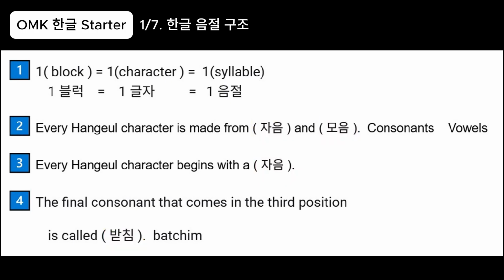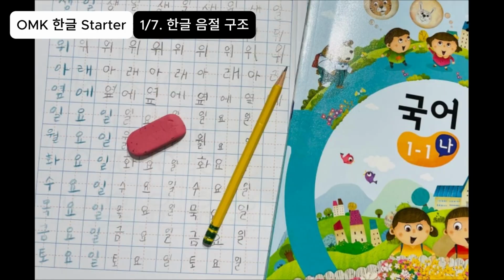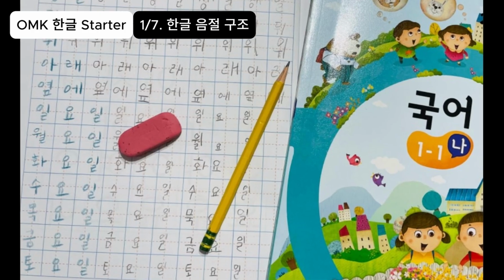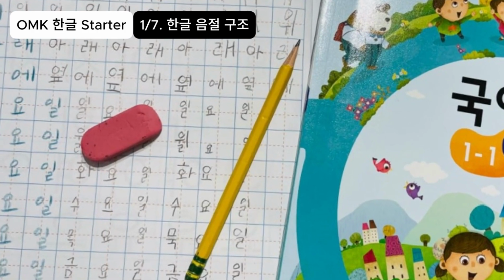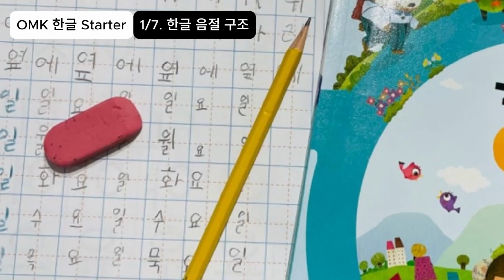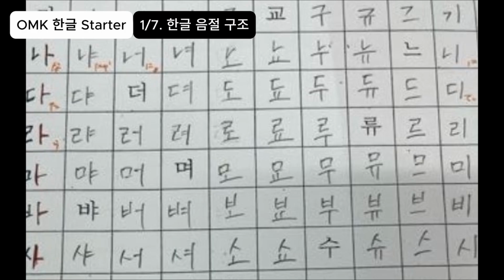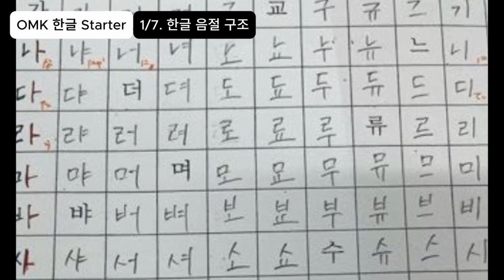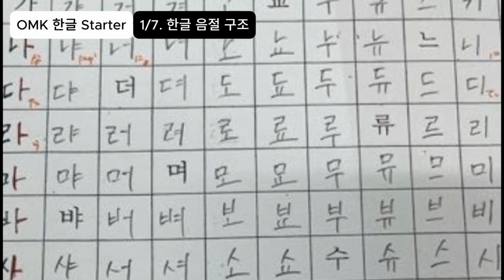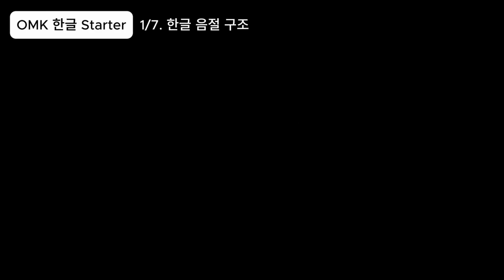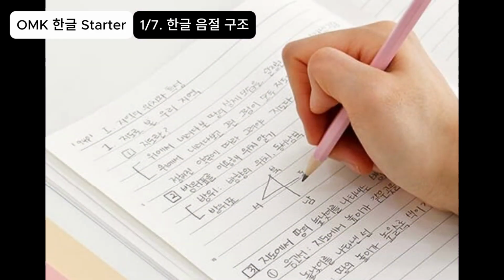That's right. So when Korean children first learn to write, they don't use lined notebooks. They use square writing grids. This is usually from first to third grade in elementary school. Starting from fourth grade, they switch to normal lined notebooks.